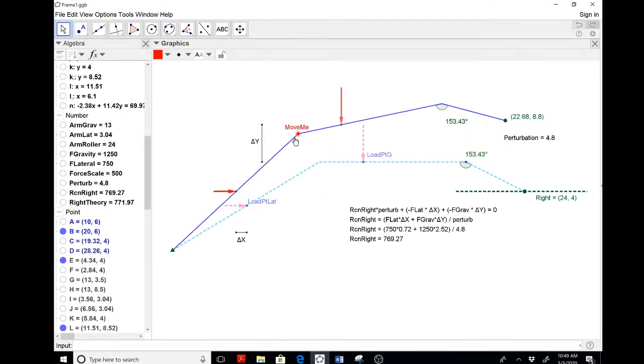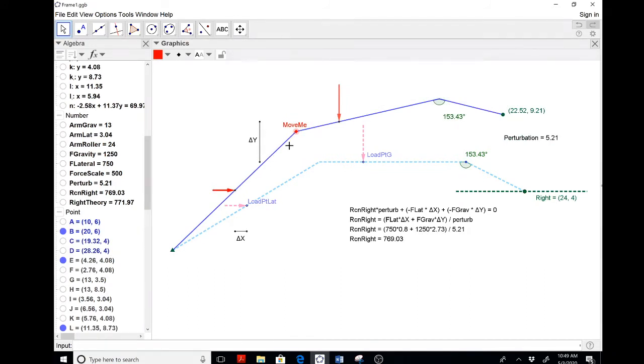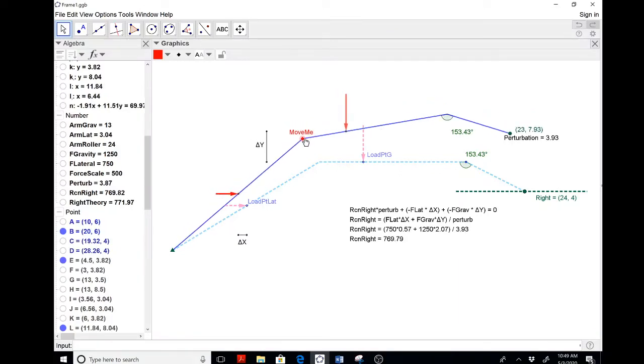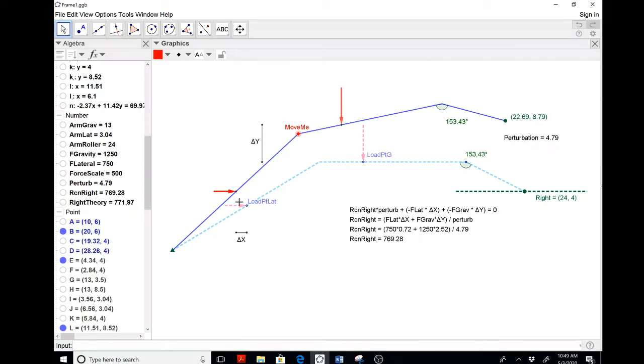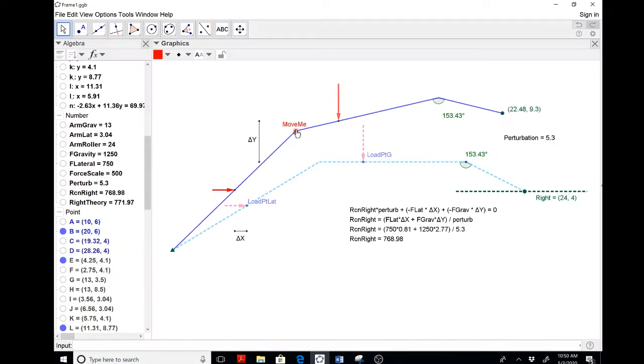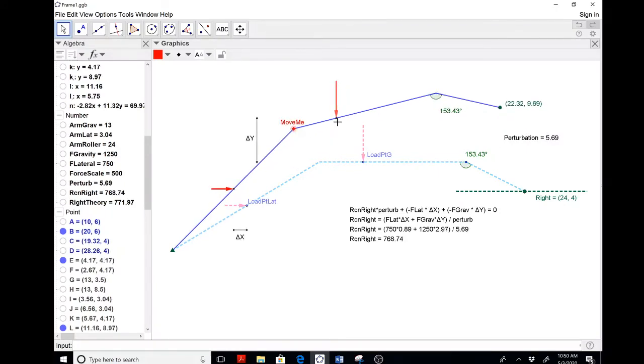So here you could see the lateral load deformation being negative for negative work. As I increase the perturbation, I'm moving from this point back to this point. So that's negative work because the load is going to the right, but the delta is going to the left. It's negative work for the gravity also. As I increase the perturbation, the gap is going the wrong way. So this is negative work.